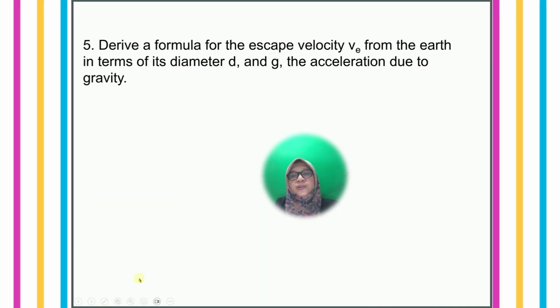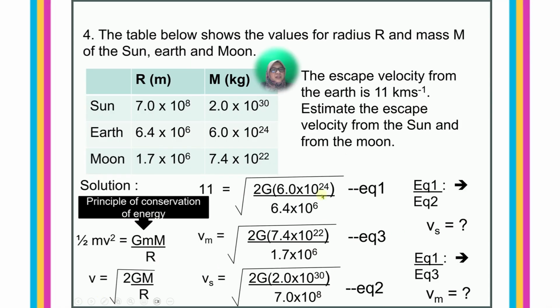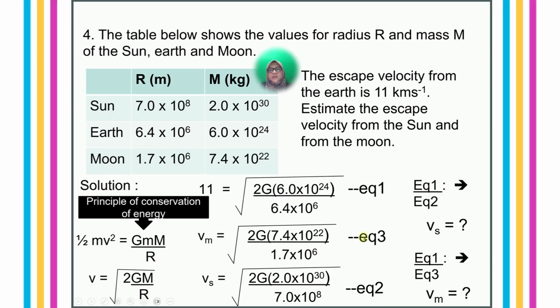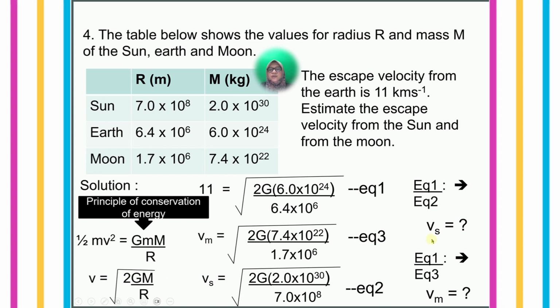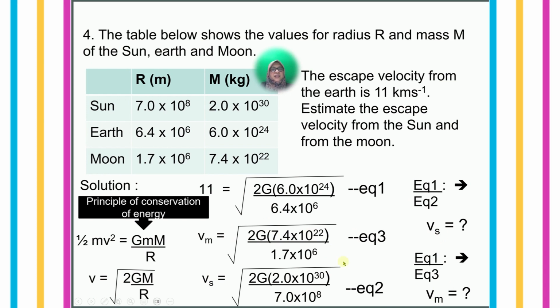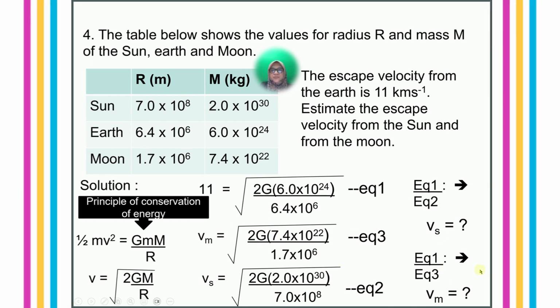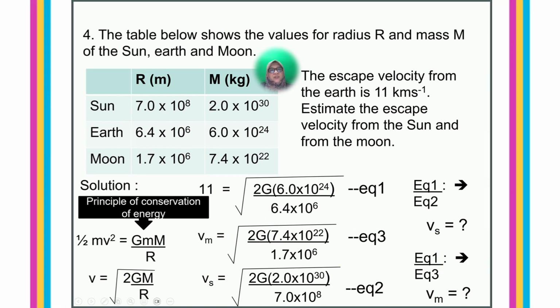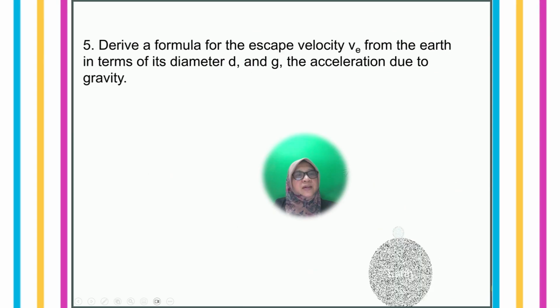Okay, so I didn't solve final, but you use ratio method, you can find out by yourself. So the escape velocity for the sun, and escape velocity of the moon by using ratio method. Okay, similar to the methods in question 3. So next we go to question 5.